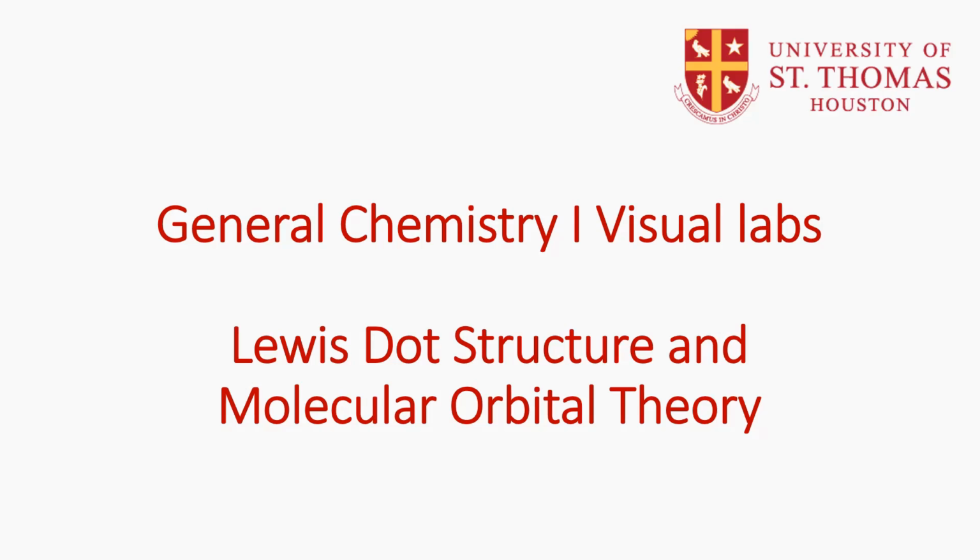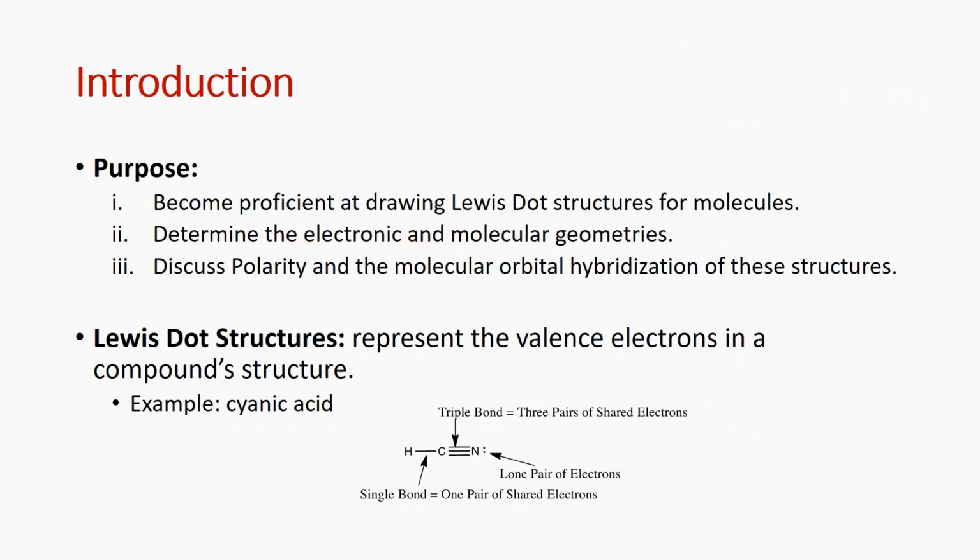Welcome to the General Chemistry 1 Visual Labs at the University of St. Thomas. Today's lab is about Lewis dot structure and molecular orbital theory. The purpose of this lab is to become proficient at drawing Lewis dot structures for molecules. You will determine the electronic and molecular geometries, as well as polarity and the molecular orbital hybridization.